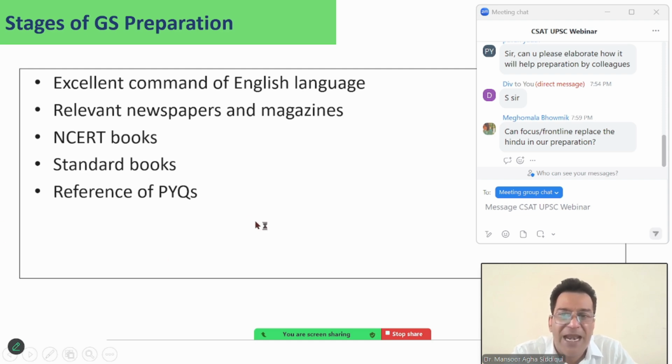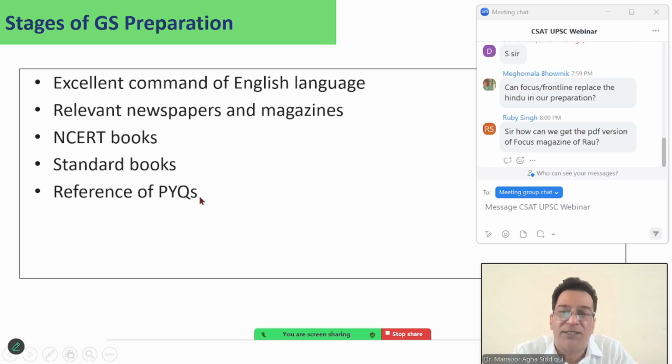This is the first help which PYQs will give you. Suppose you are able to answer PYQs, that means you are studying from the right sources. Suppose there are PYQs which you cannot answer. In that situation, you need to go back to your teachers, or your seniors, or your colleagues or your friends and ask them which books should be used so that you end up answering these questions.